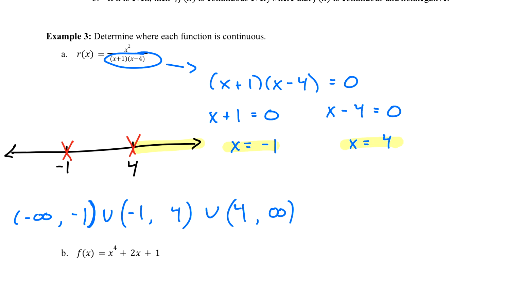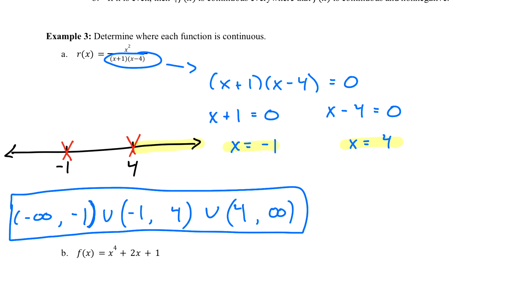I believe our book does use the union notation though. And that's it. It's continuous on these intervals. So as long as we're not taking negative 1 and as long as we're not taking 4, we're not going to have any problems. This function is continuous. So it's continuous on negative infinity to negative 1, negative 1 to 4, and 4 to positive infinity.